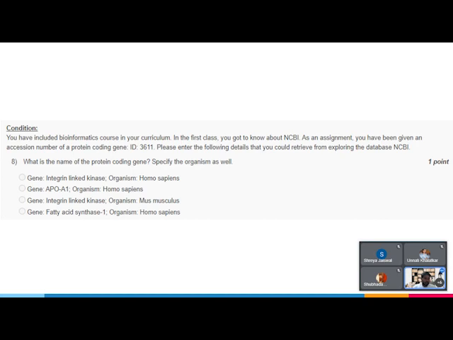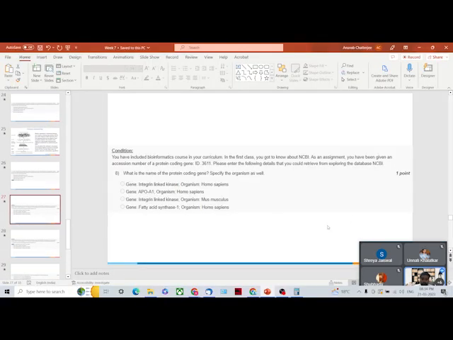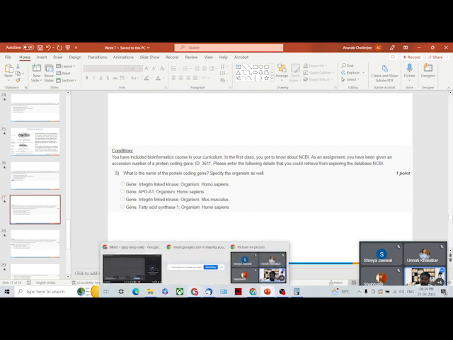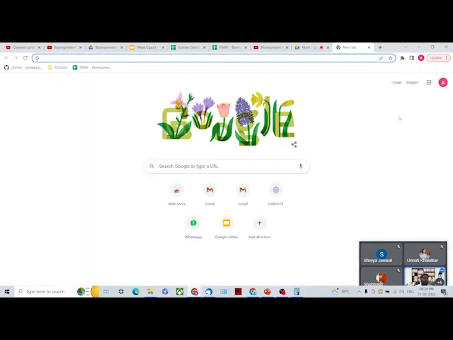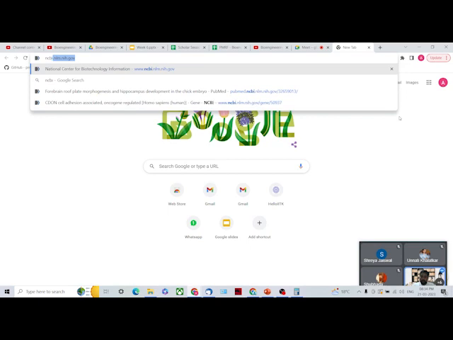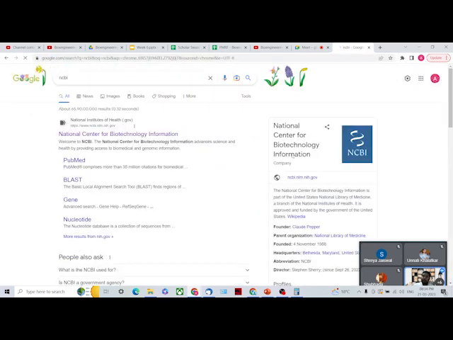Okay, so I guess my screen is visible, right? So we go. Since seemingly many of us have a problem finding NCBI, we will go through the entire exercise right here. Just typing NCBI will give you this particular Google page, which opens to the National Center for Biotechnology Information.